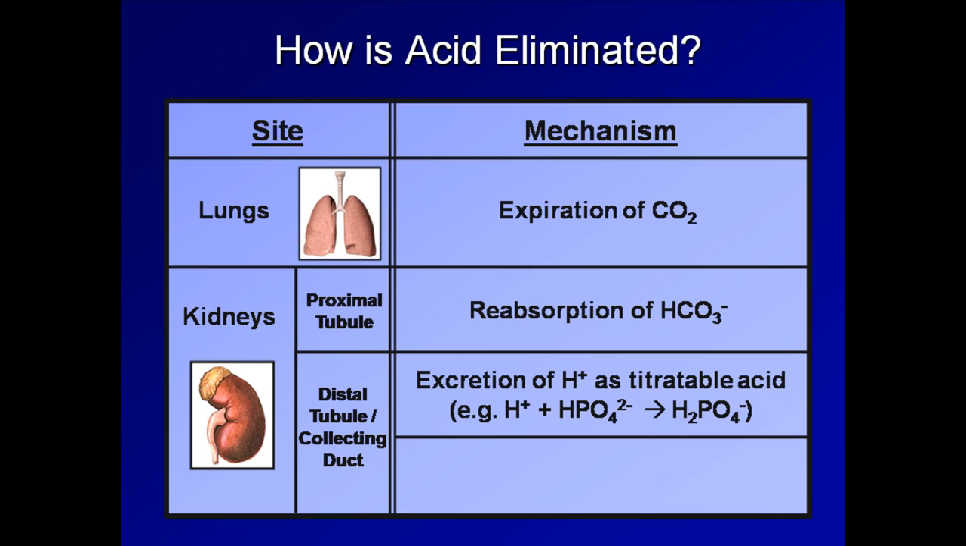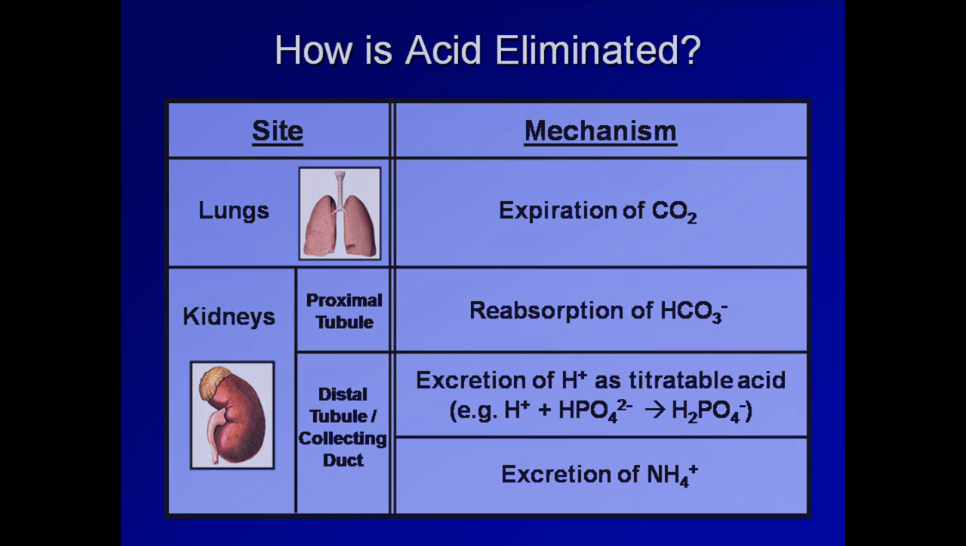The other mechanism present in the distal tubule and collecting duct is the direct excretion of ammonium ion through a complicated series of steps which starts with the metabolism of the amino acid glutamine by the cells of the proximal tubule. Let's take a brief look at each organ.